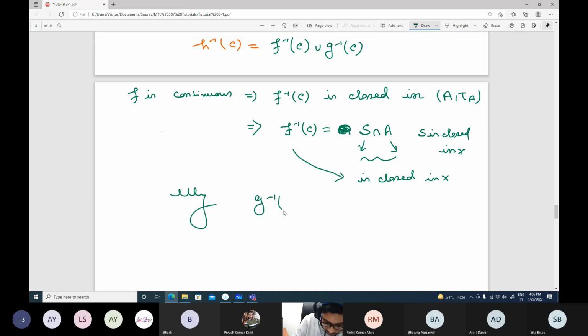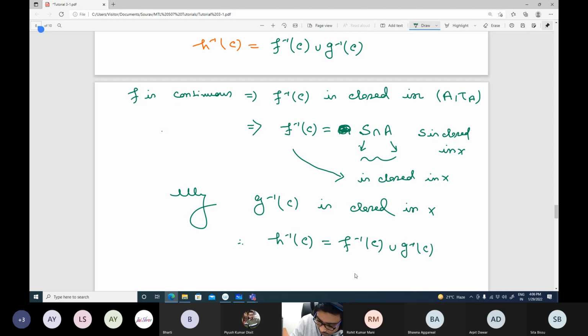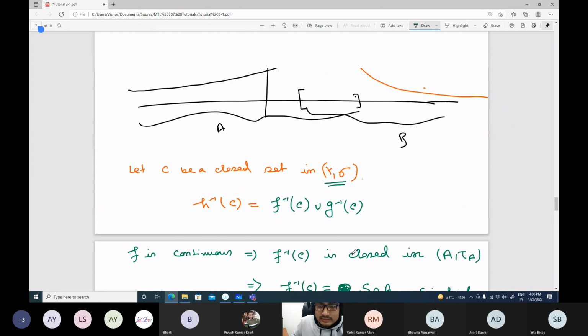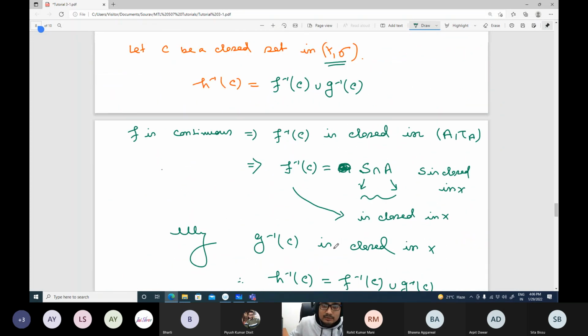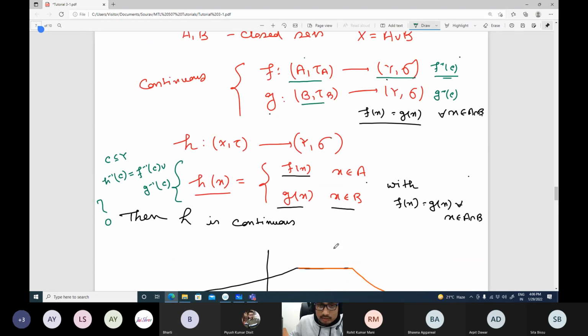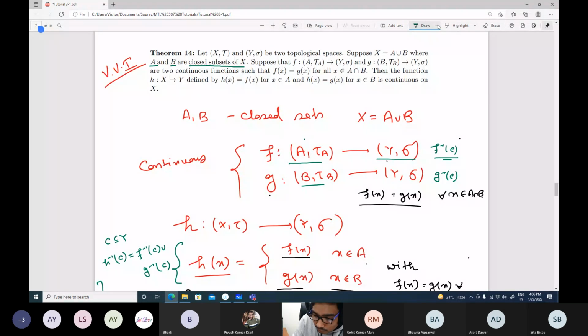Similarly, g inverse C is closed in X, and therefore their union, h inverse C, being a finite union of closed sets f inverse C and g inverse C, is closed in X, and hence h is continuous. Now, tell me if the proof is clear. If there is any problem in the proof, tell me, I'll repeat the proof.